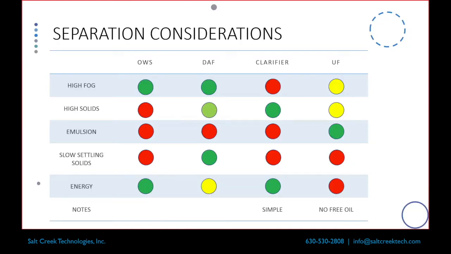So just kind of another way to look at everything. If you have a high FOG stream, you probably want to stay away from a clarifier because it's going to float and you're not going to get really good performance out of it. If you have a strong emulsion, maybe it's time to think about a UF system. And then energy requirements, we already kind of touched on that, but there is a pretty wide range as far as how much energy you need to put into a system to make it function properly.